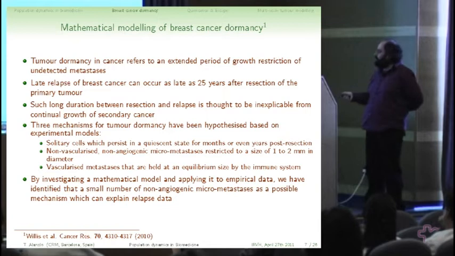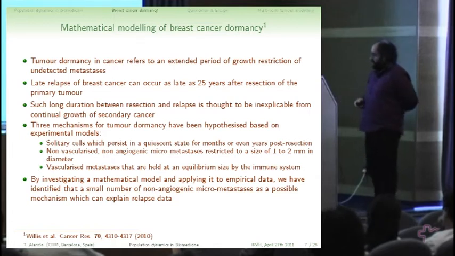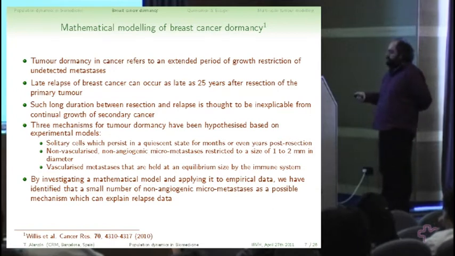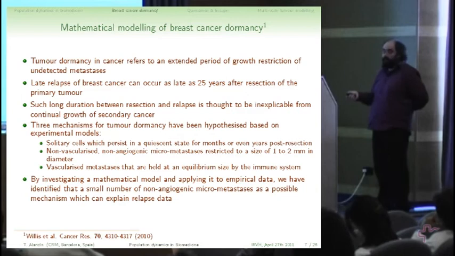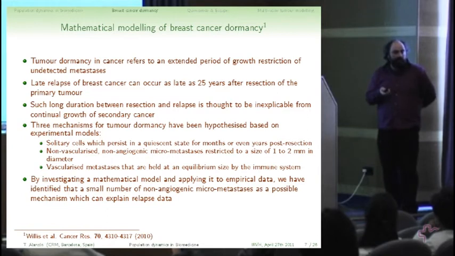And based on experimental models, there are three mechanisms that have been proposed to explain tumor dormancy. One is simply that these metastases are composed of solitary cells, which persist in a quiescent state for months or even years. Then a second model proposes that there are micrometastases, which are non-vascularized and non-angiogenic, that is, they cannot grow, basically. And they are restricted to a size of 1 or 2 millimeters, which is basically undetectable in the clinic by standard techniques. So patients who have this sort of micrometastases would go through as cured patients when they are submitted to some sort of examination in the clinic.